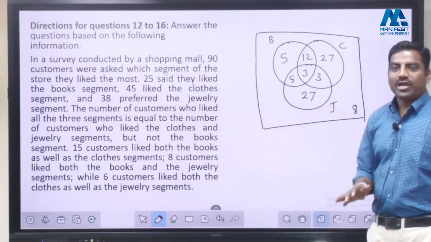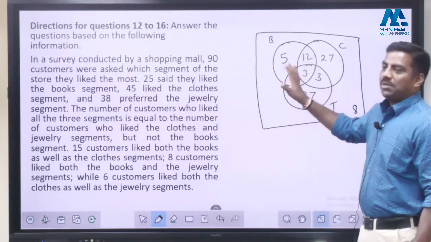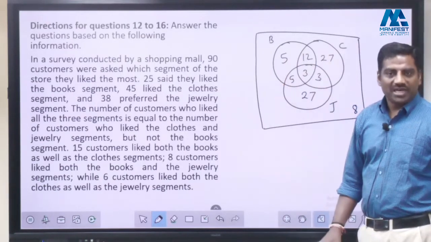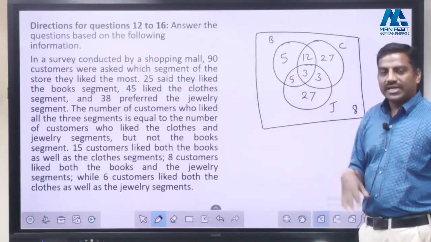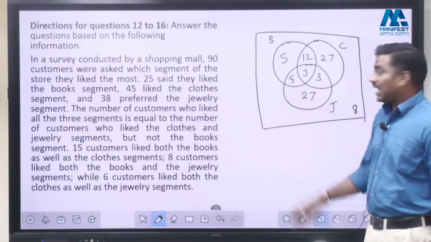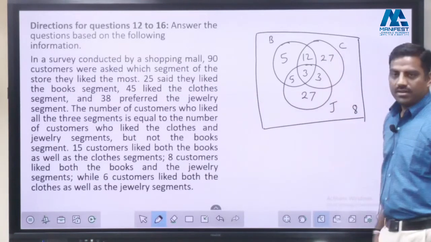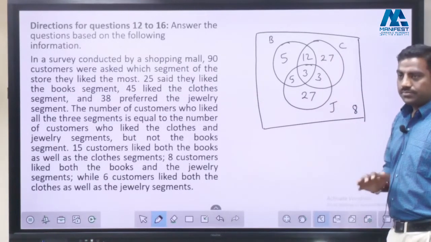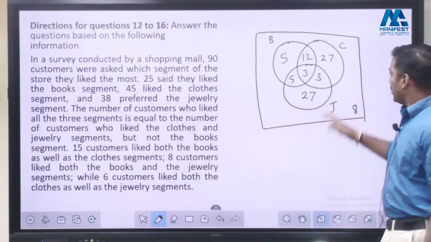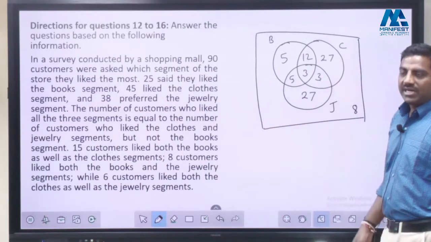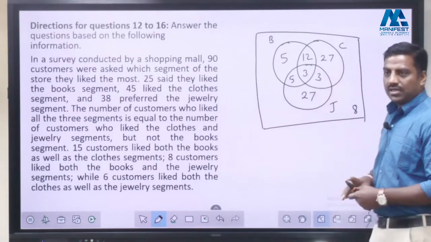Are you getting my point? Yeah, 25 people like books in one way or the other, either by liking only books or along with clothes and jewelry. But other fellows, this 27, 3, 27 and 8, they don't like books at all. So how many? 65. 90 minus 25 is 65, or just count this 65. Done? Understood?